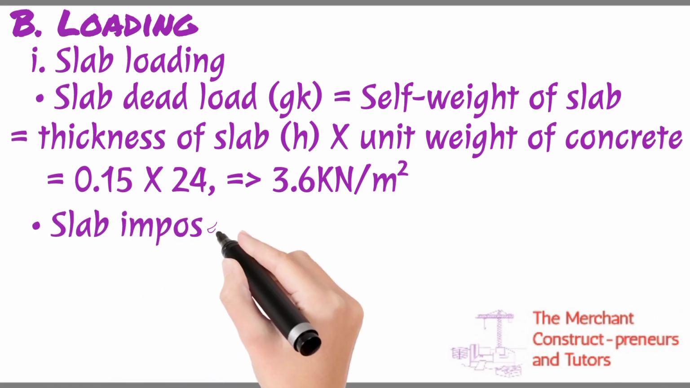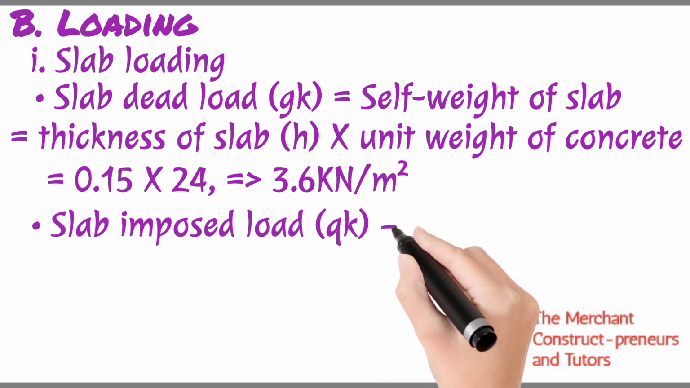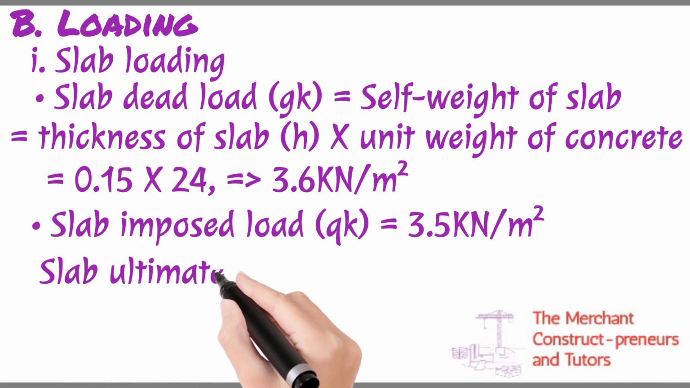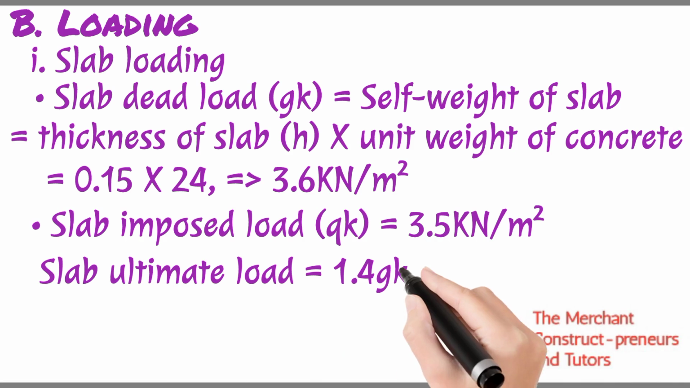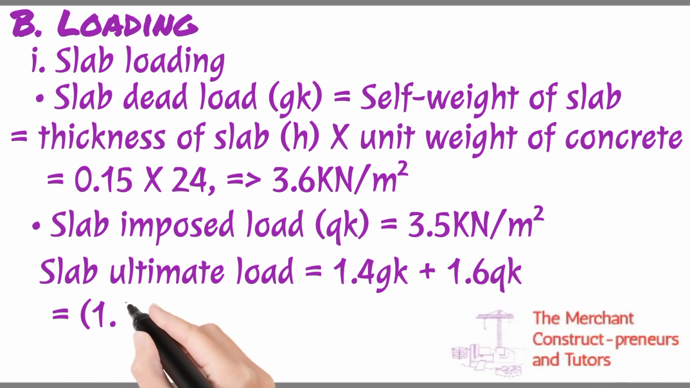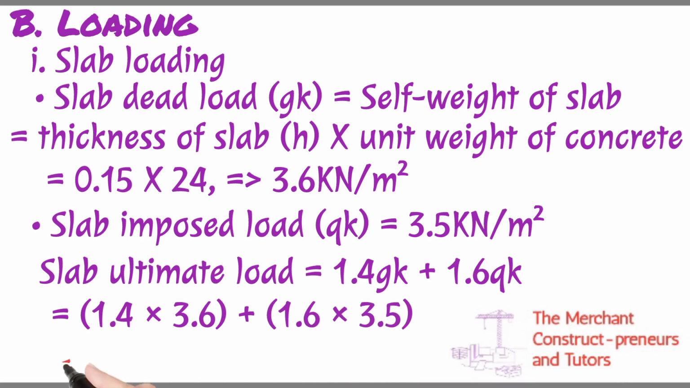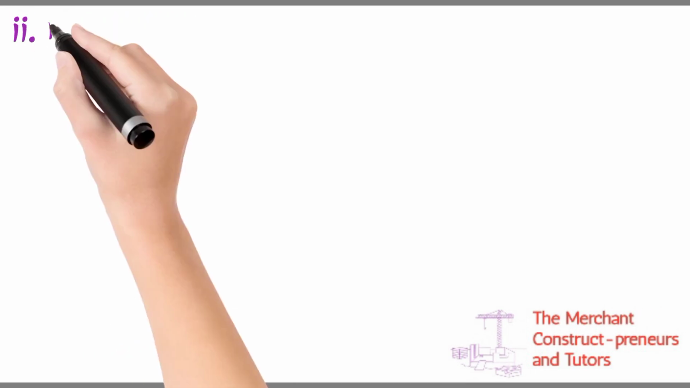So for the slab loading, we have dead load and imposed load. We are looking at the loading 1.4 GK plus 1.6 QK. So the slab load is the self weight of the slab, from thickness and unit weight of concrete. We have it as 3.6 kilonewton per meter square. Then for the slab imposed load QK given in the question, 3.5 kilonewton per meter square. So the ultimate load, as I said, is 1.4 GK plus 1.6 QK. Manipulating it, we have 10.64 kilonewton per meter square. I hope we got this.